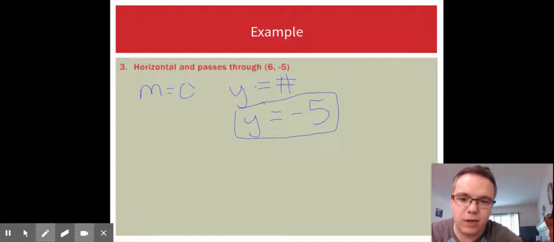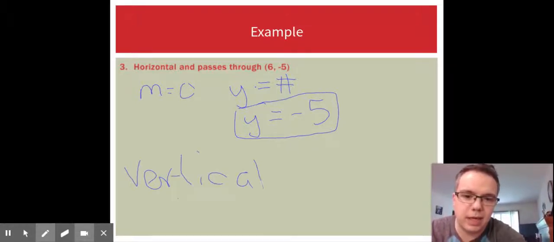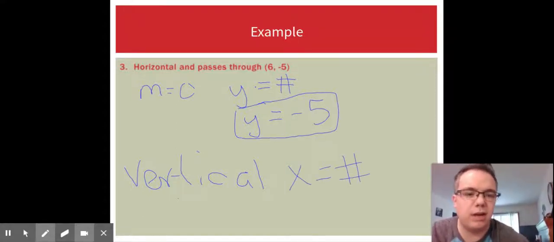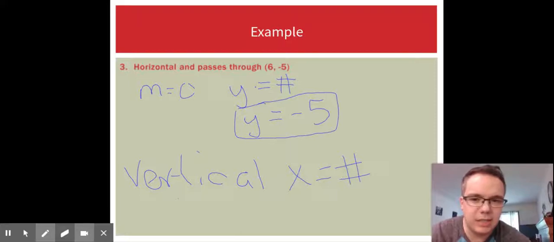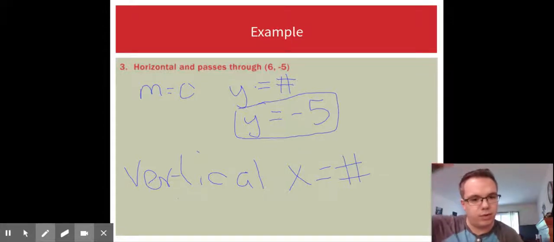If you have a vertical line, remember that's x equals a number, and that slope is undefined, so you can't really plug in a number there. So it's easier to remember that horizontal lines are y equals a number. Your y's stack up left to right. And for a vertical line, x equals a number. You don't change left to right, so all your points stack up and down.